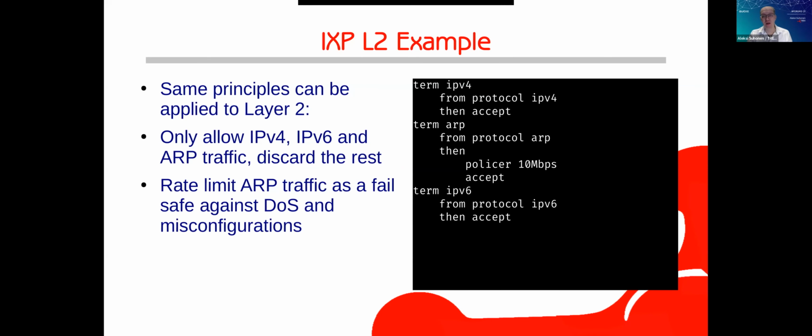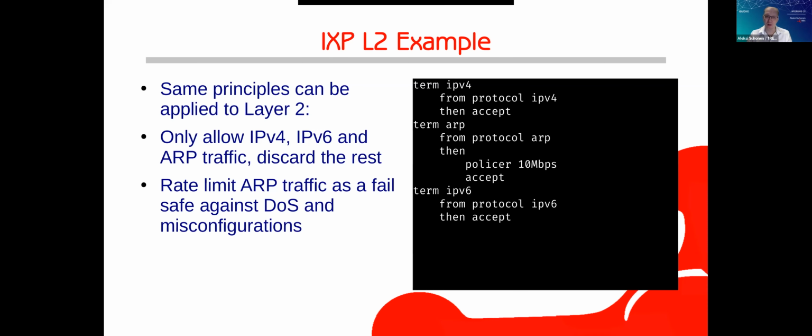Okay, let's go one layer down. So at the IXP, some IXPs do have layer 3 services as well, but many IXPs offload all the layer 3 services to web hosting sites or whatever, somebody else. But everyone has a layer 2. So everyone has the shared medium where the members' routers talk to each other. And we can start applying these same principles to creating a layer 2 filter.